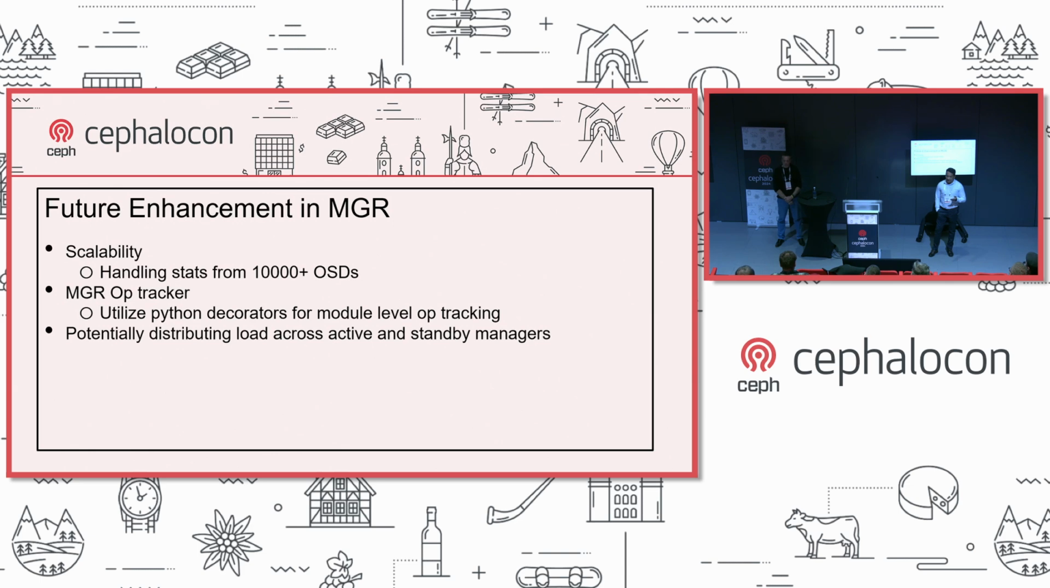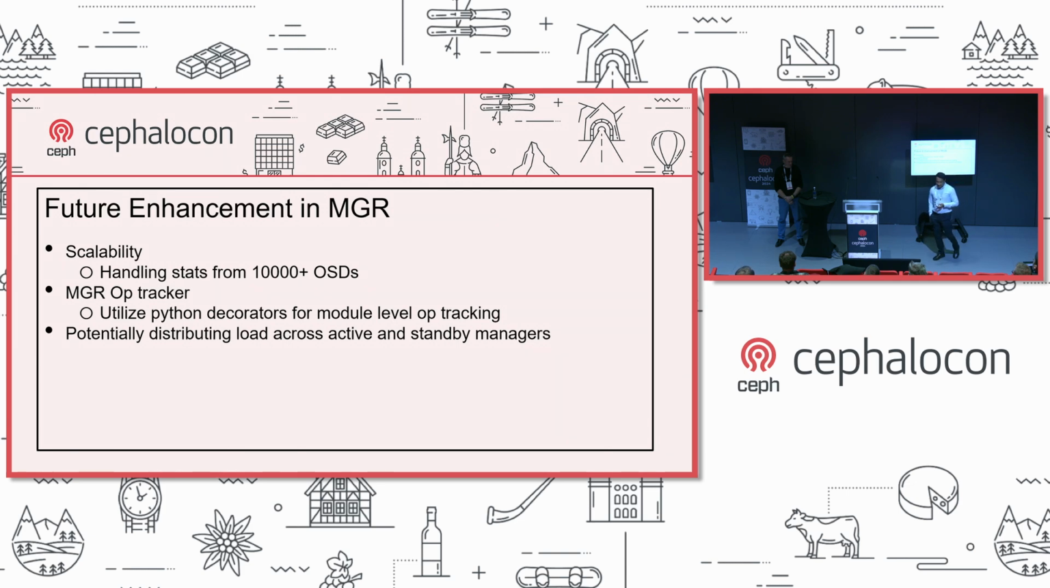Apart from that, only one active MGR is running, and the standby MGRs just stand by. They don't do any kind of work. So we can think of handing over some of the active MGR's work to the standbys, which are less important from that perspective.